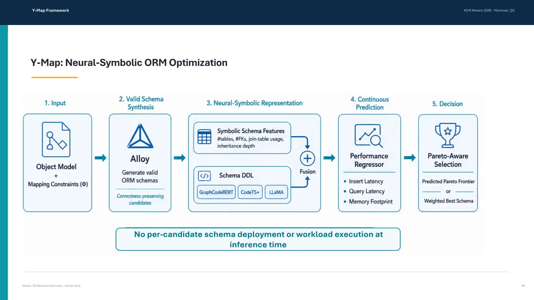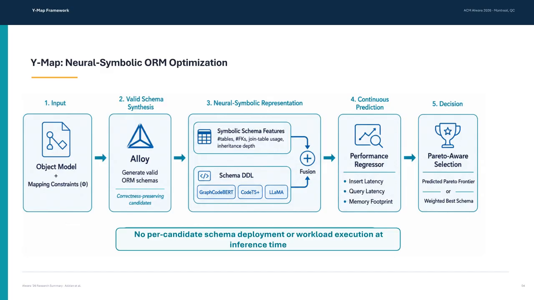Now, let me explain the YMAP framework step by step. First, YMAP receives the software object model and the ORM mapping constraints. For example, in the customer order model, the constraints describe the inheritance relationship, the association between customer and order, and the mapping strategies that are allowed. Second, Alloy uses these inputs to generate only valid database schemas. These candidates may use different mapping strategies, such as join subclass, a flattened single table design, or a join table association. Although their structures are different, all candidates preserve the original software model.